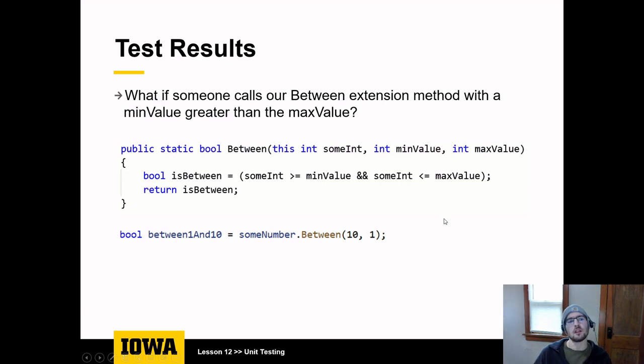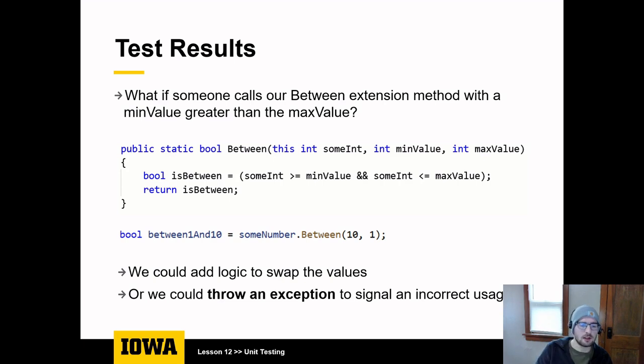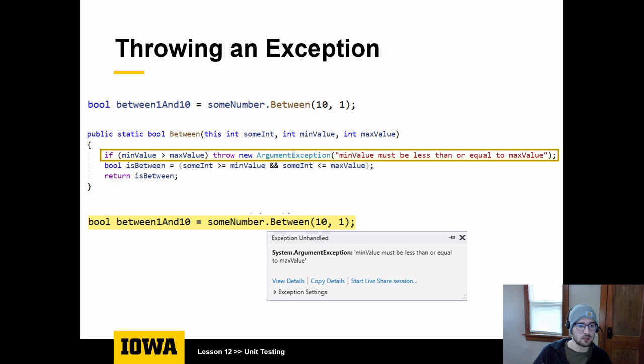So there are two things we could do as the programmer of this method. The first is just to swap the values: if min is greater than max, flip min and max, and then execute this same logic. We could do that within this method. The second thing, which is what we're going to do for the sake of talking about another type of test result, is throw an exception to signal an incorrect usage. Let's see what that looks like.